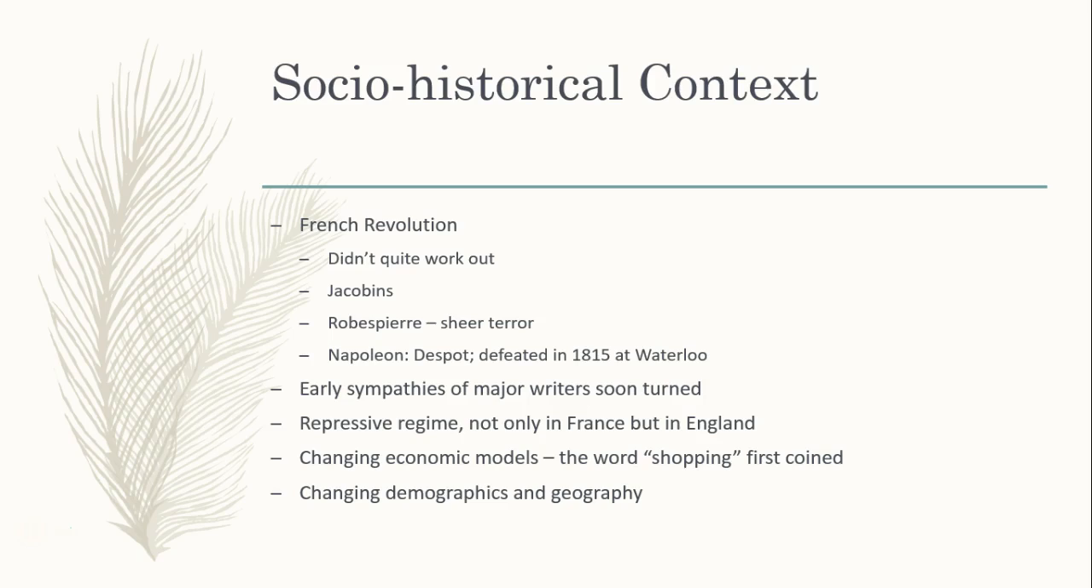The other thing that was happening was more subtle and was more of a cultural change. We had changing economic models. This was a time when the word shopping was first coined. People didn't shop before then. And those changing economic models, largely due to the emergence of the Industrial Revolution, also changed demographics and geography. Before, the English countryside had been one large field. Now fences sprung up, dividing the large fields into smaller ones. Demographics shifted as people moved from the countryside to urban settings where they could make a living.